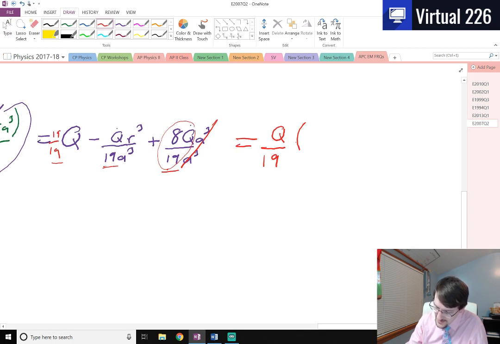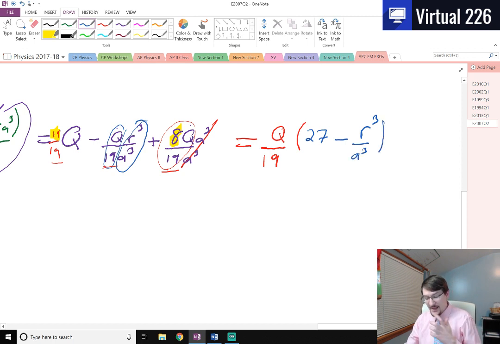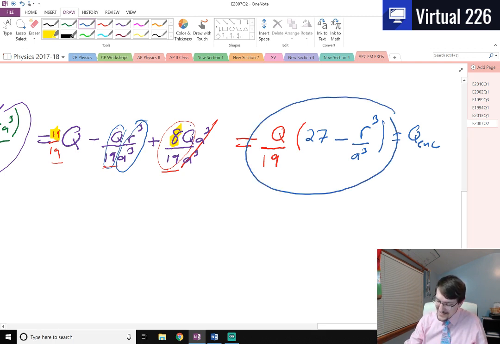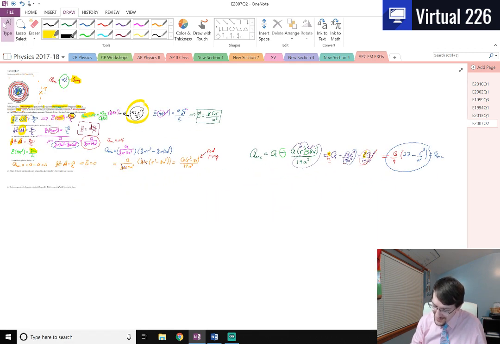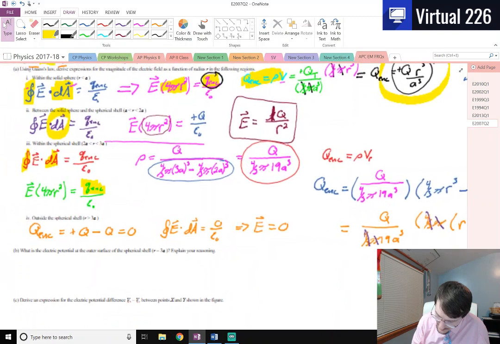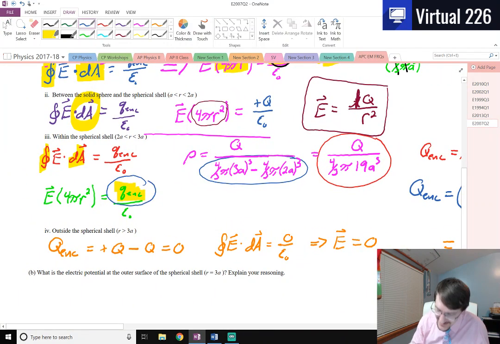And then what I can say is that since the 19 here plus the 8 here gives me a value of 27 minus, and since I already pulled these out, I'm just left with the r cubed over a cubed. Okay? And that's equal to our actual charge enclosed inside of our Gaussian sphere here. Which means that I need to take this and go all the way back to right here and drop it in.